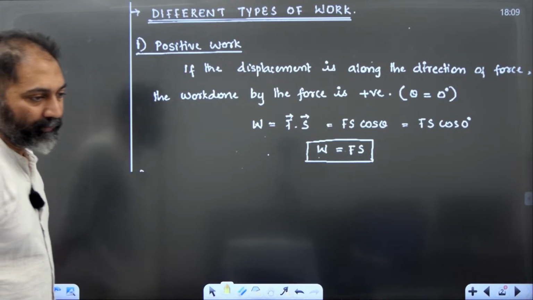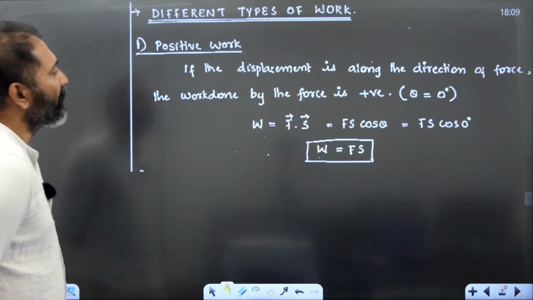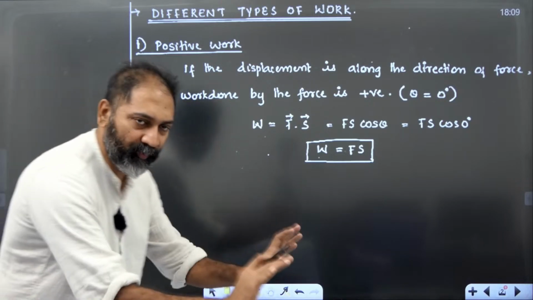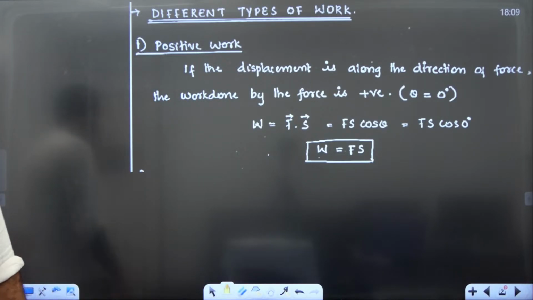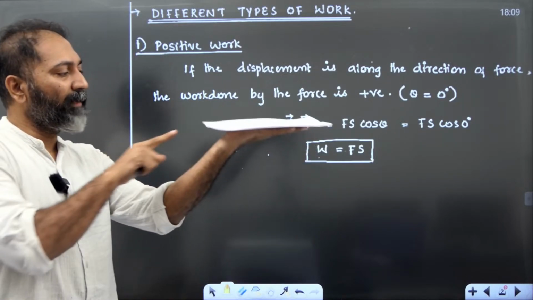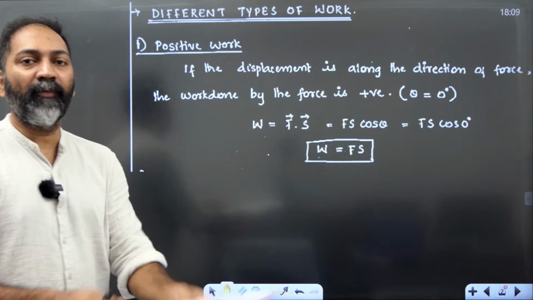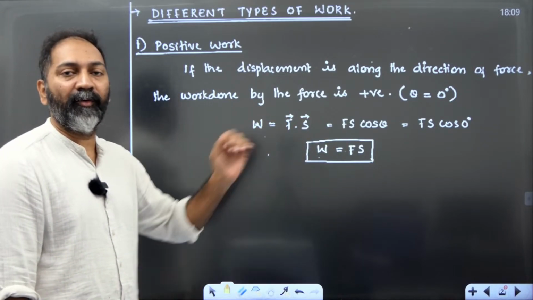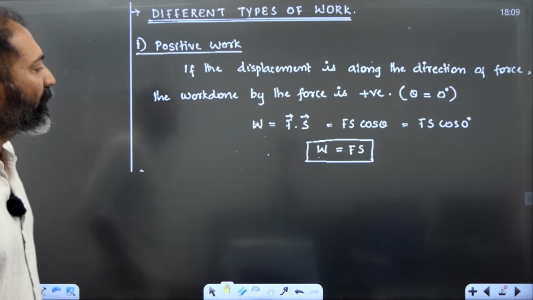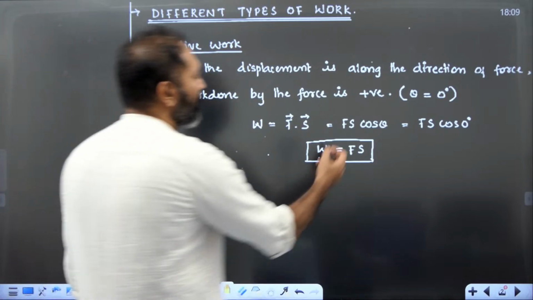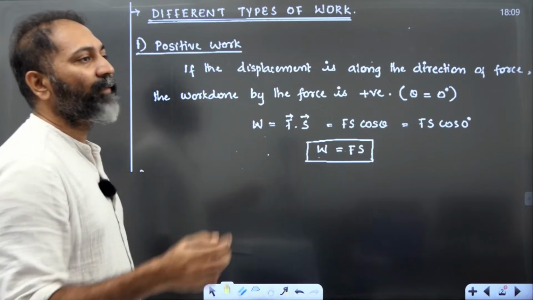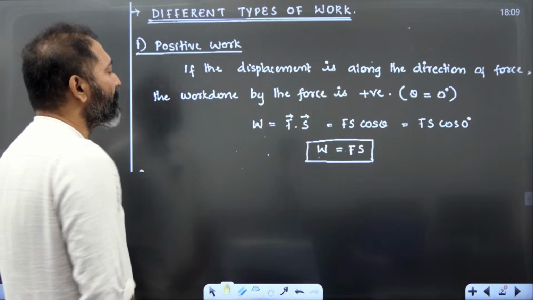Next, different types of work done. Positive work done. Suppose the displacement is in the direction of force. If force and displacement act in the same direction, see, I am pushing this paper in this direction. Paper moves in the same direction. That means force and displacement are in the same direction. Then such work done is called positive work done. Work done equals F vector dot S vector, Fs cos theta. Theta is 0, because force and displacement are in the same direction. Then we can say it is positive work done.